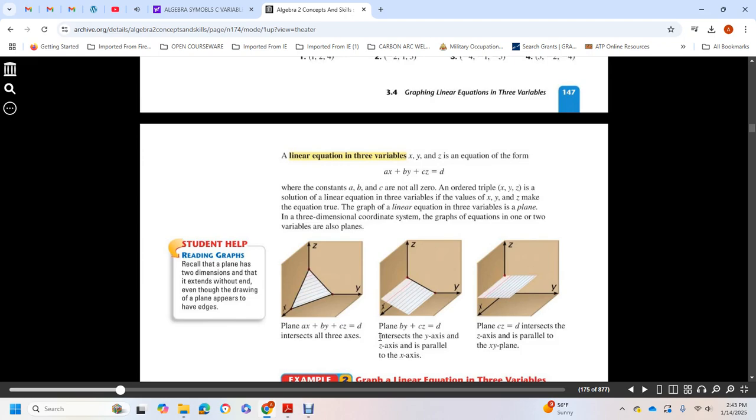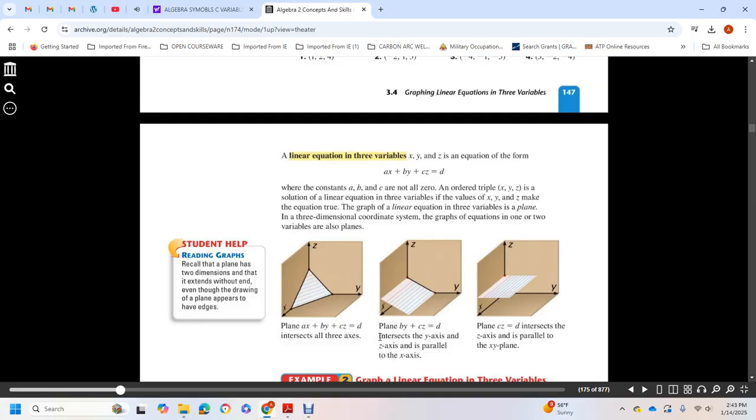If the values of x, y, and z make the linear equation in three variables true, then the ordered triple is a solution of the linear equation. The graph of a linear equation in three variables is a plane.